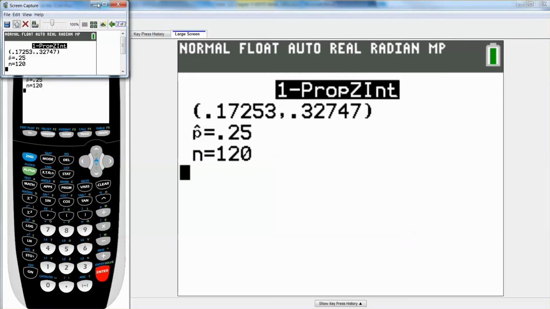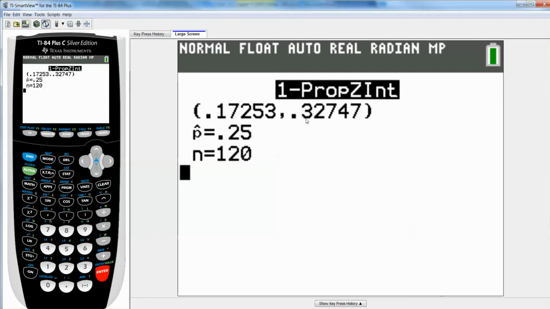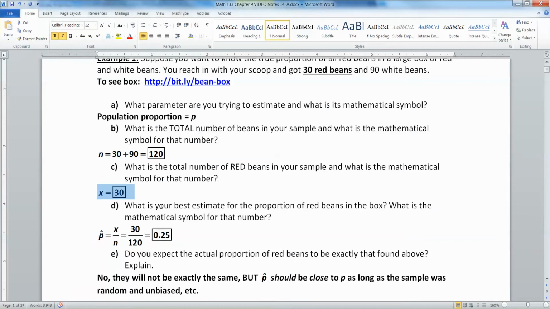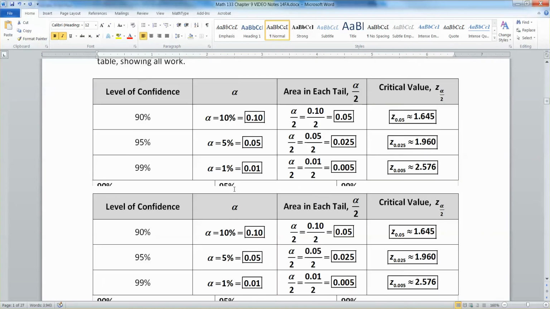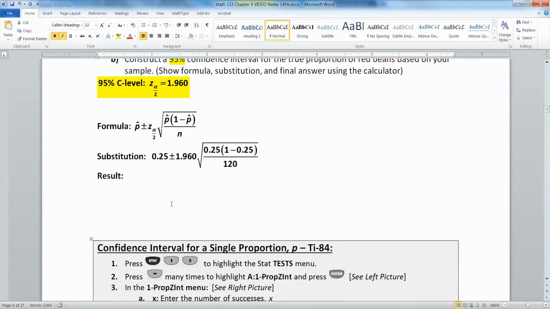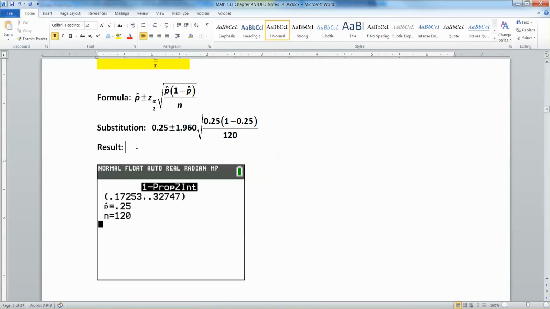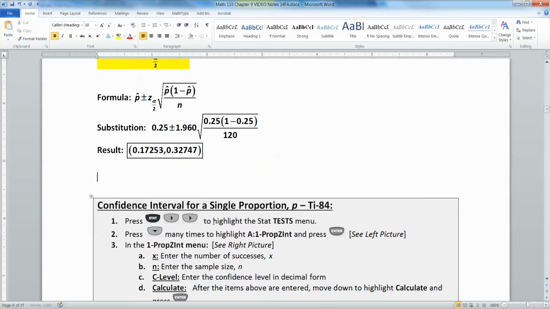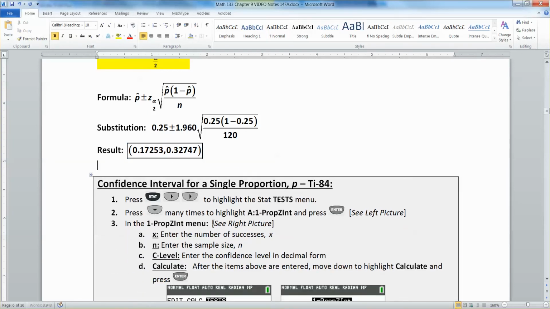And then it tells me the confidence interval is 0.17253 to 0.32747. So I'm going to put that right in here. Sorry, I gotta flip to the right page. There it is. I don't actually want the calculator entry. I just wanted it so I could see what I was doing. So 0.17253, comma, 0.32747. And that is the final result. And then I don't really need the calculator piece to go with it. It was just there.